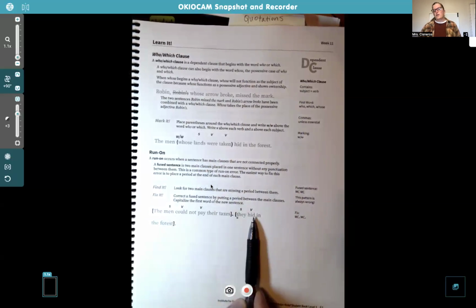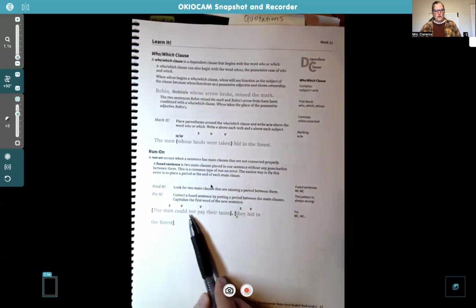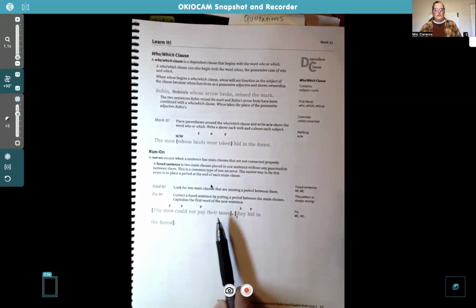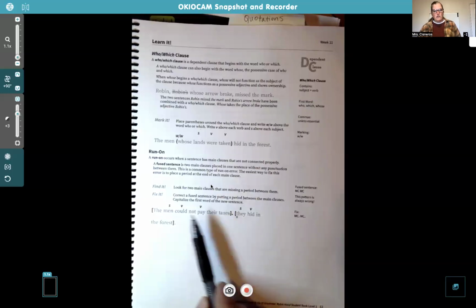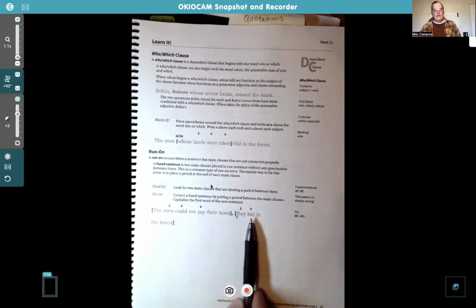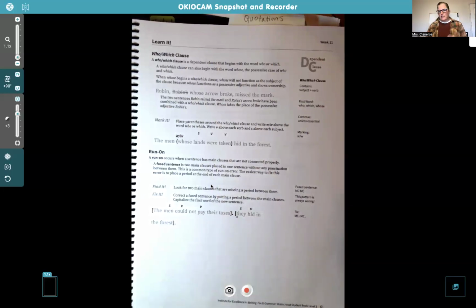Here's your example. Originally, this did not have a period here, so I'm going to read it as if it didn't. The men could not pay their taxes, they hid in the forest. So these are two completely individual thoughts, complete sentences, main clauses. The men could not pay their taxes, period. They hid in the forest, period. So they're two separate sentences. All you got to do is put that period between them.